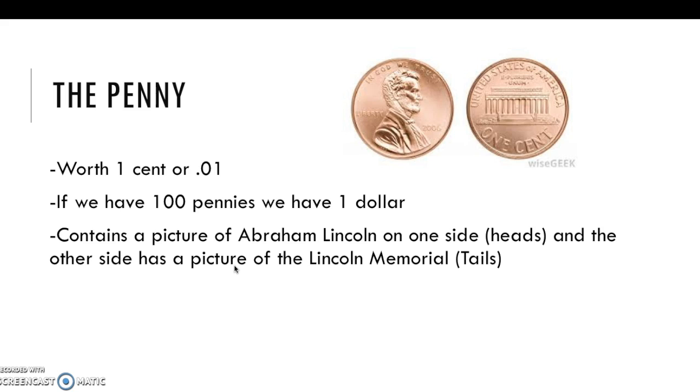We're going to run through this pretty fast, but don't worry, we're going to come back to it and review all of this in our second lesson. So we're just going to do a general overview for our first lesson. You can see that the penny has a picture of Abraham Lincoln on the front, and on the back it has a picture of the Lincoln Memorial. You would say that the front is heads and the back is tails.